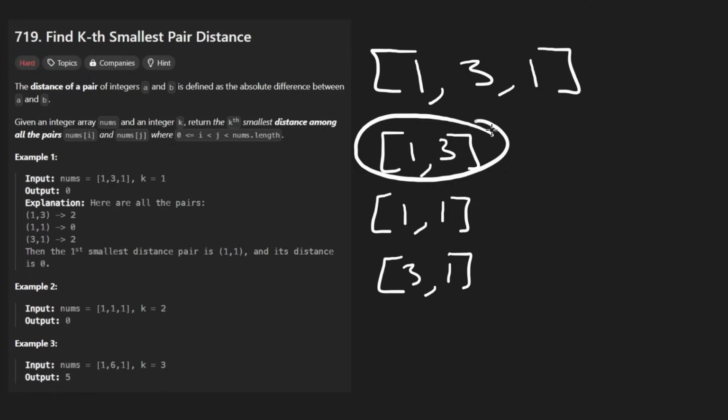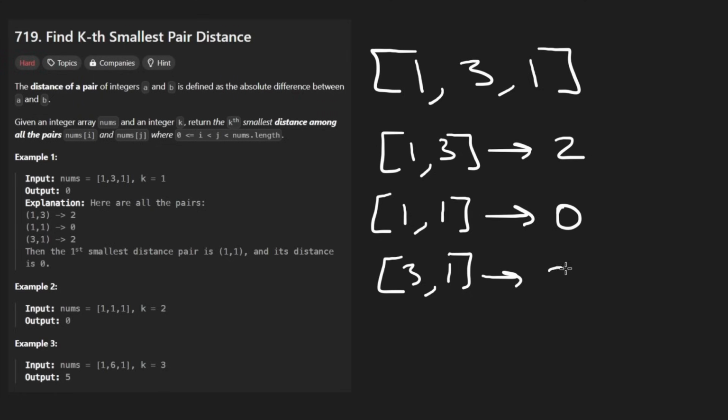Now, the distance of every pair is just the absolute difference between both elements. So this one is going to be 2, this one's going to be 0, and then this one's going to be 2 as well. So now if we were to take all of these, put them in sorted order, it would look something like this, 0, 2, 2.